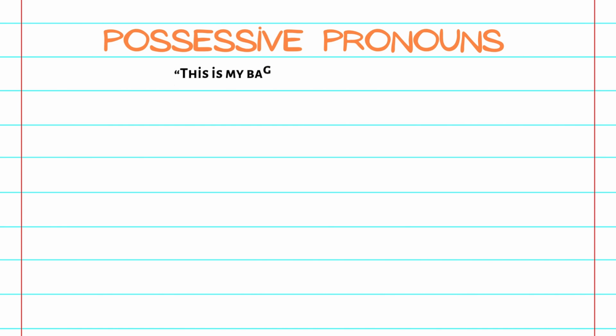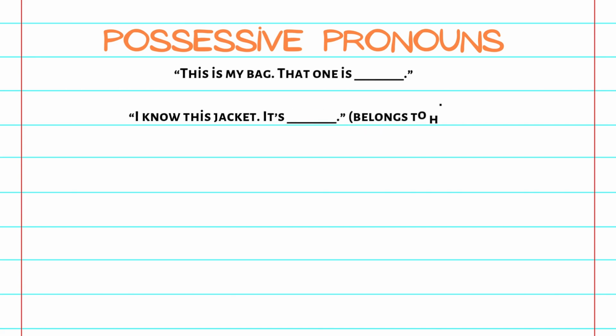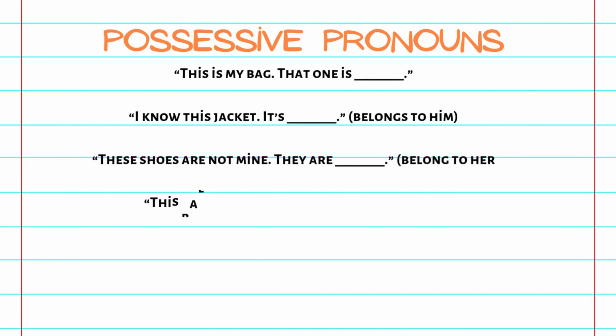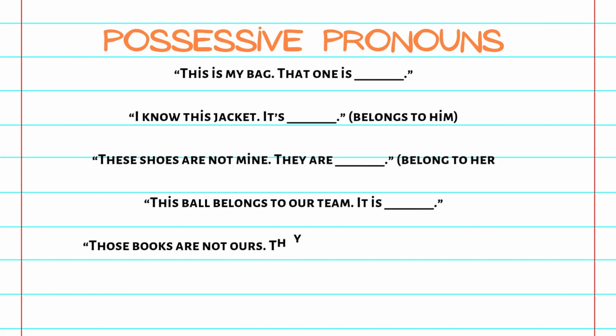This is my bag. That one is. I know this jacket. It's. Belongs to him. These shoes are not mine. They are. Belong to her. This ball belongs to our team. It is. Those books are not ours. They are. Belong to them.